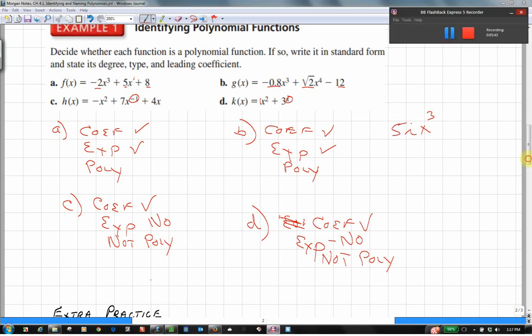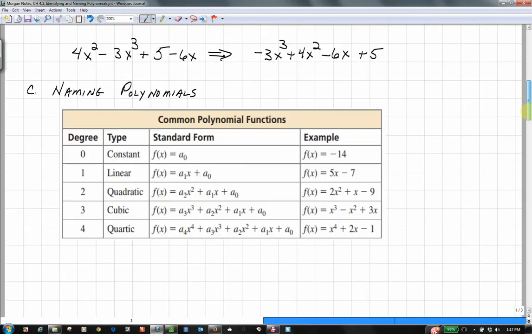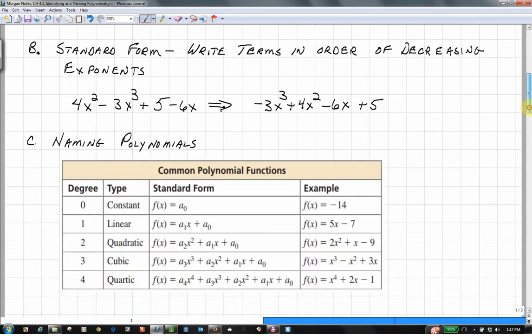Okay, let's talk about a couple other things if they're polynomials. One is called standard form. So if it is a polynomial, your homework is going to say put it in standard form. That means you just order it so that the exponents go from the highest to the lowest.